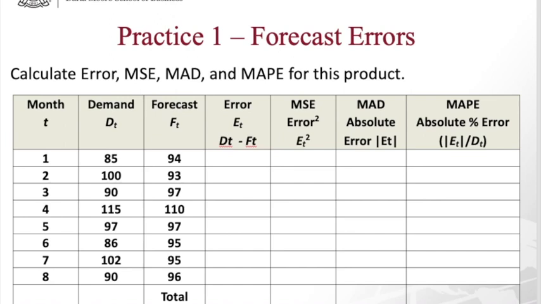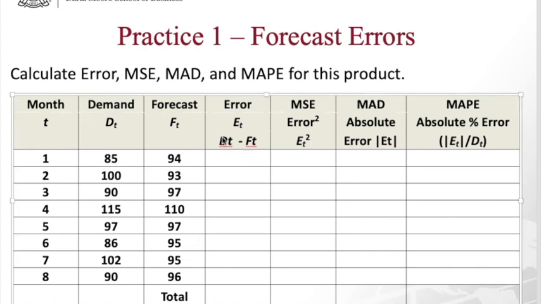So we're going to begin video 7 of chapter 8, forecasting. In the last video, I asked you to try to complete this table with error, mean square error, mean absolute error, and mean absolute percentage error. To calculate error, you have the formula on top. Try to do it by yourselves first, and then watch this video later.